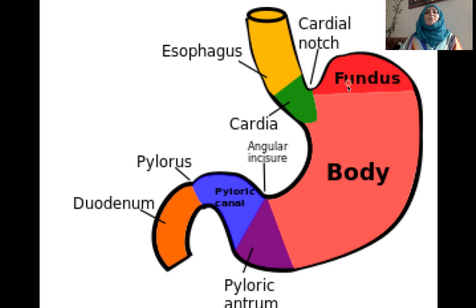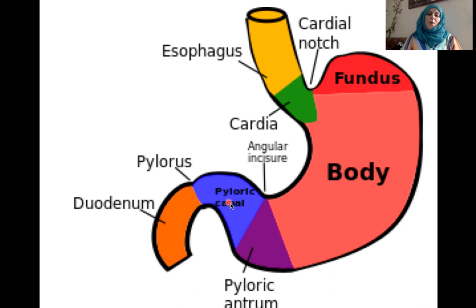The fundus is where the gas will accumulate, and this is seen on X-ray. By X-ray, when you find a gas level, an air-fluid level, this is the region of the fundus. The body part is where the churning and the digestion will happen. Then we go back to the lower part.